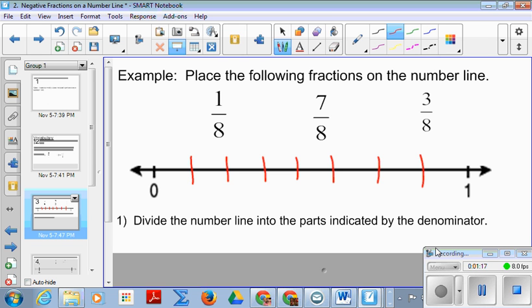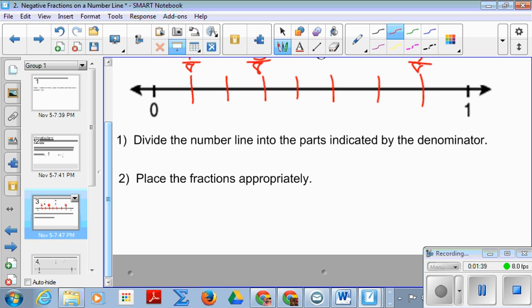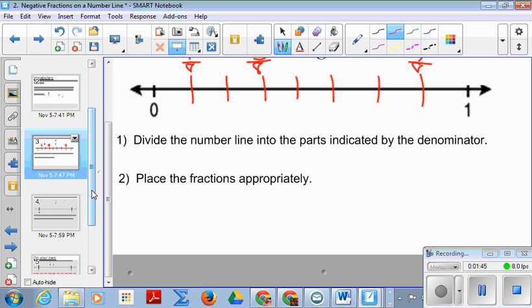All right, so the first one is 1/8, 7/8. We count all the way to the end. And there's the bell. And we have 3/8 right here. It's 3 in. Notice no need to do 8/8 because that's already done, because 8/8 is 1. So yeah, step 1, divide the number line. And step 2, which I did without uncovering, place them appropriately.